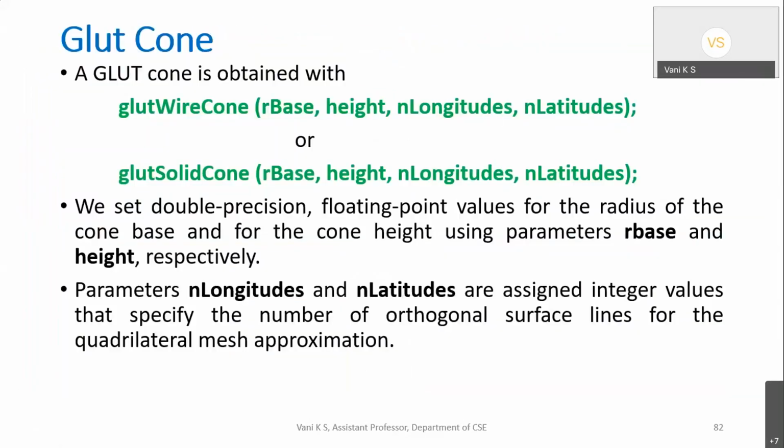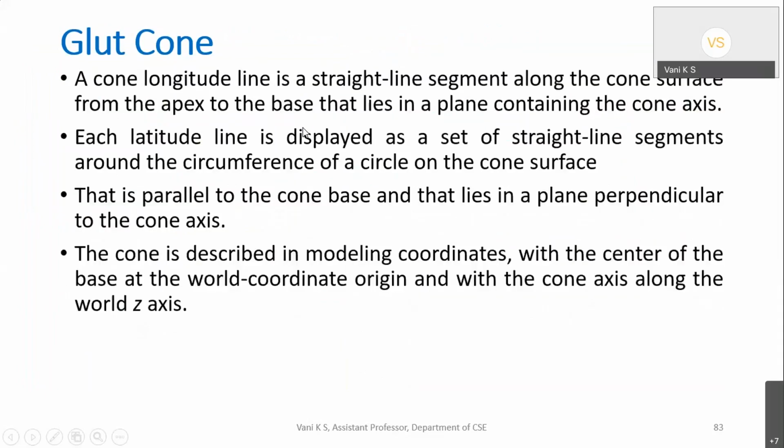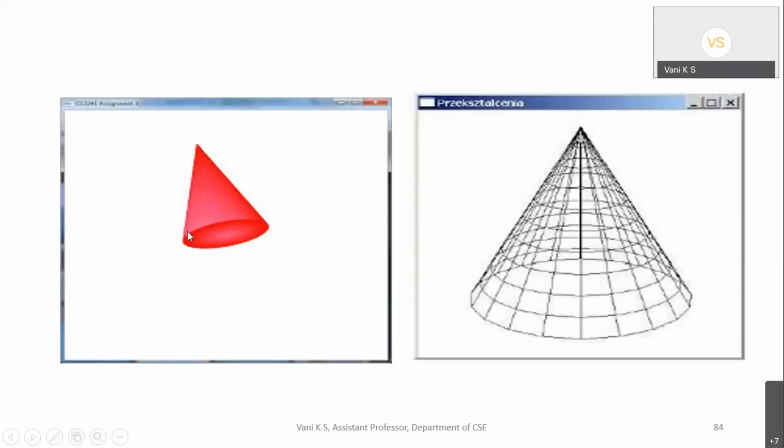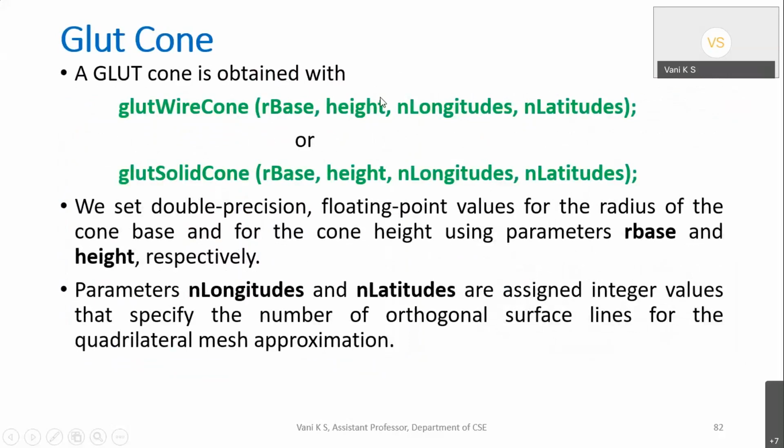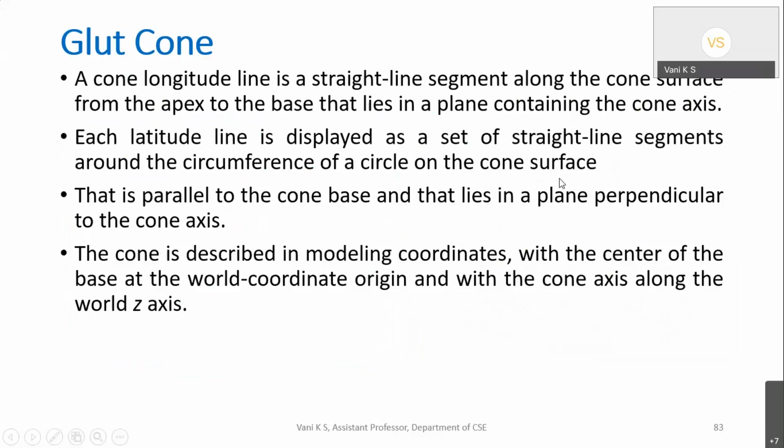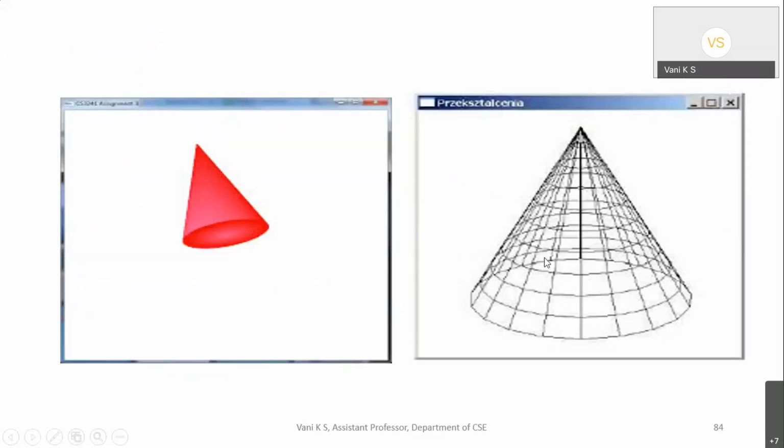And how do we construct a cone in OpenGL? The same thing, a wireframe cone or a solid cone. What are all the parameters of that? For a cone, what is the radius? See here, this is the radius. The cone base is a circle, so there should be some radius for the circle base. That is this R base. What is the height of the cone? And again, how many longitudes do you want? How many vertical lines, and how many horizontal lines? This is an example of a wireframe cone, and this is an example of a solid cone.